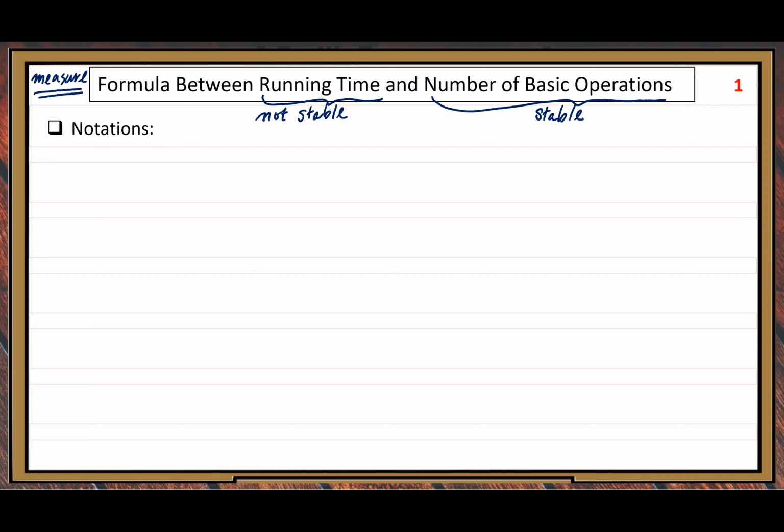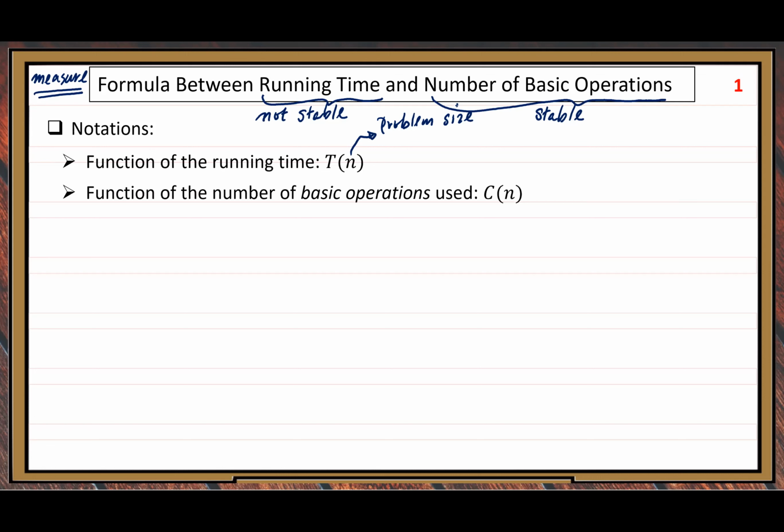All right. First, let us use some appropriate notations for these two measures. The first one, function of the running time, T of n. N is the problem size. We're familiar with this problem size concept. T, time function. For the second one, function of the number of basic operations used, C of n. C because we do counting. We count the number of basic operations.